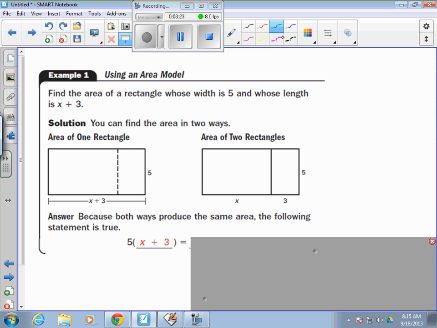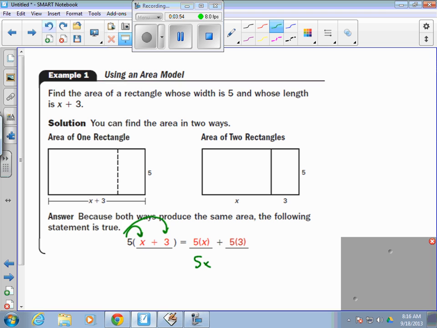Example number 1 is using an area model. Find the area whose width is 5 and its length is x plus 3. So the area of this rectangle is x plus 3 times 5, or 5 times x plus 3. You don't know what x's value is, but you do know you need to multiply 5 times whatever's in the parentheses. So 5 times x gives you 5x, and 5 times 3 gives you 15. So 5x plus 15.